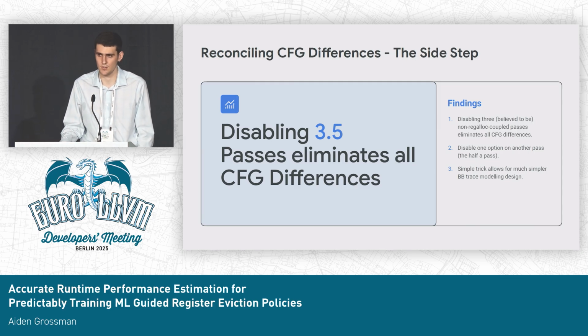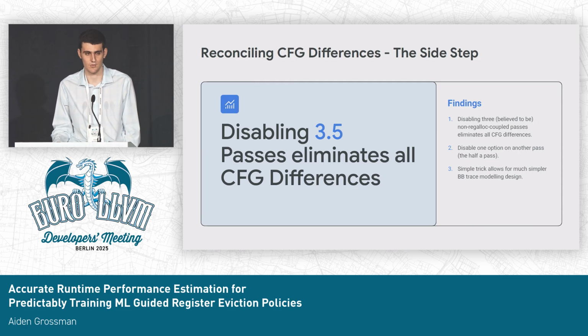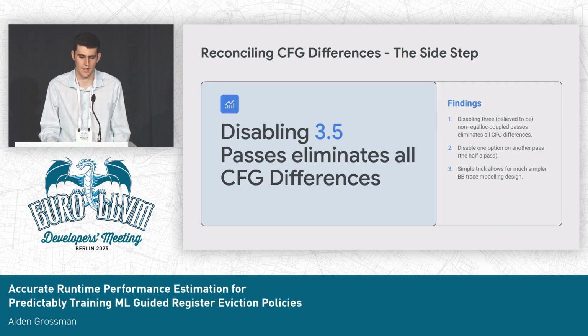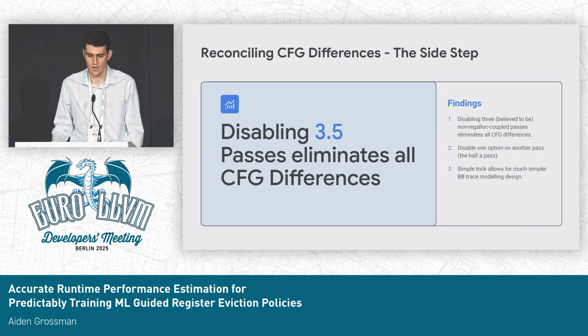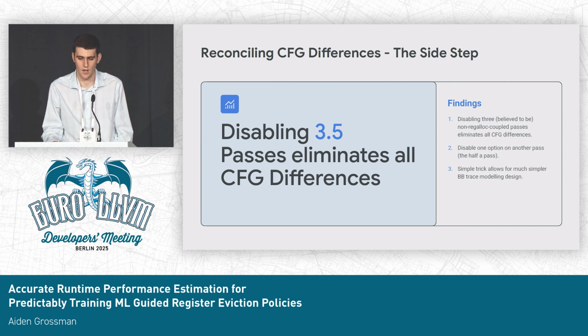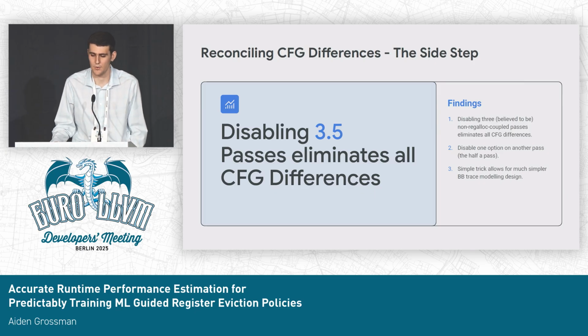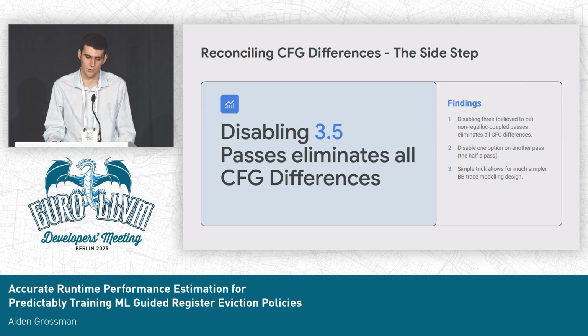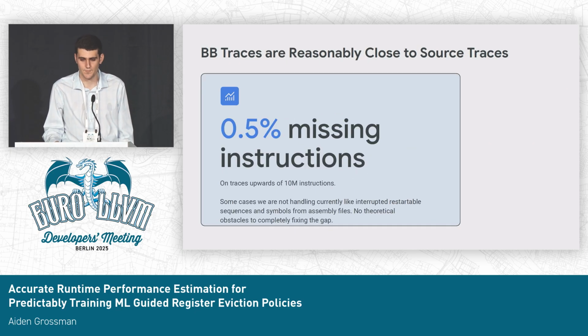So instead of actually trying to do control flow graph reconciliation, we just disable all the passes after register allocation that end up causing control flow graph differences that would make our modeling methodology not work super well. So we disable 3 passes, and then we disable half a pass, is how I put it, which is shrink wrap region splitting, so some of its functionality. And then we believe it's not coupled to register allocator performance. So theoretically, if we train a model in this setup, it'll generalize to binaries with these passes that are still enabled.